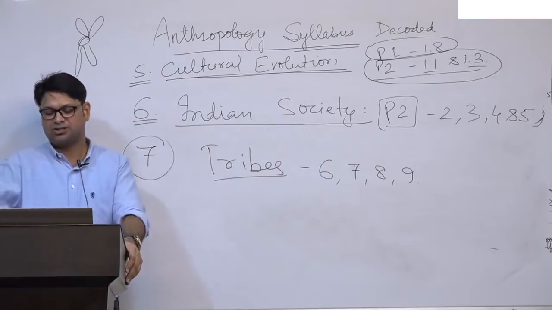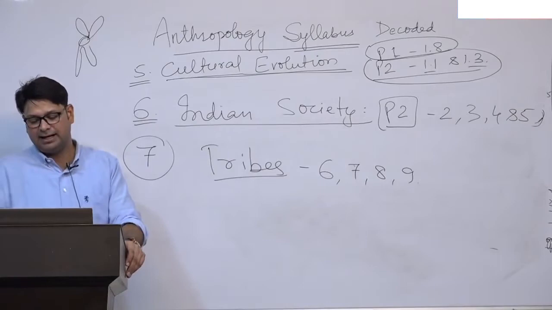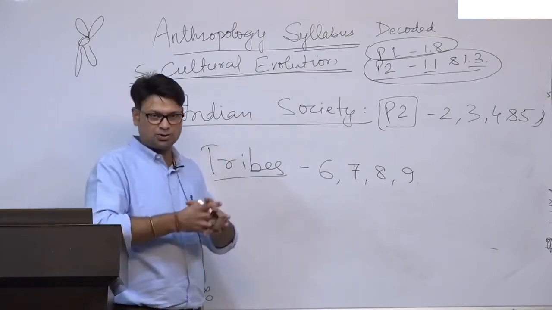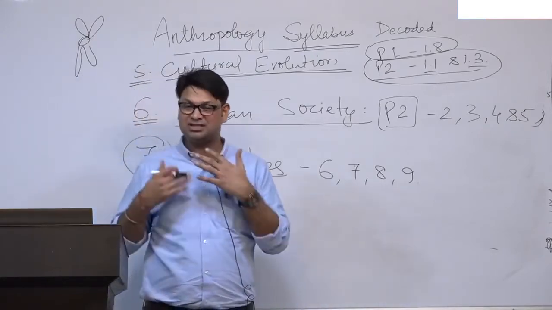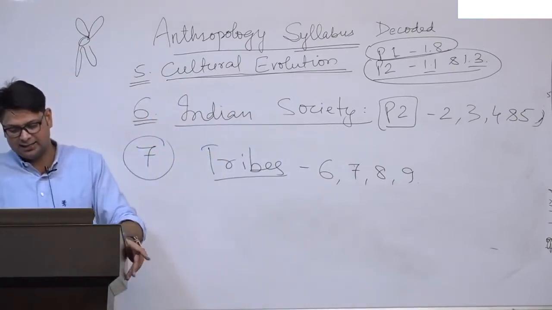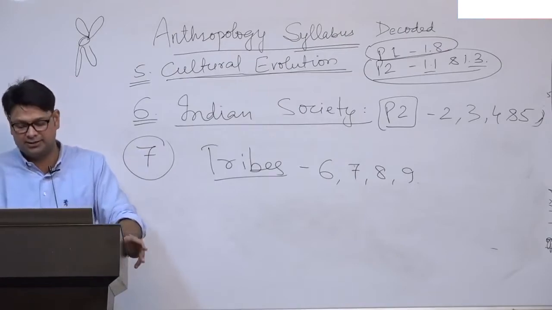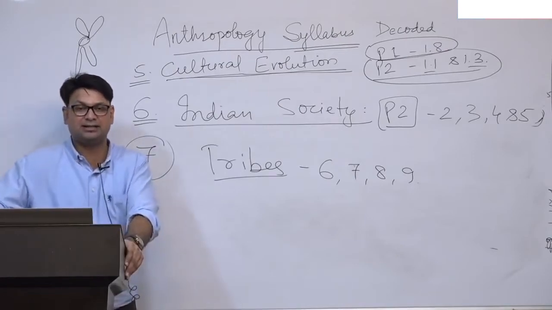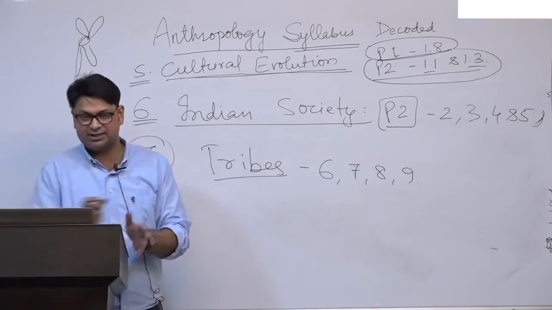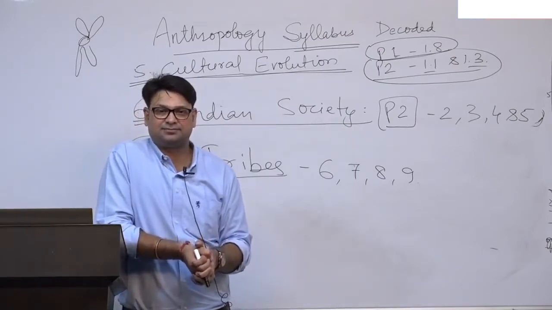Then social change among the tribes during colonial and post-colonial India. So how is that social change taking place? What are the processes of change? That we will try to understand. And then finally 8.2 and the 9th unit. So in 8.2 we will try to understand the tribe and nation state. What is a tribe and what is a nation state?